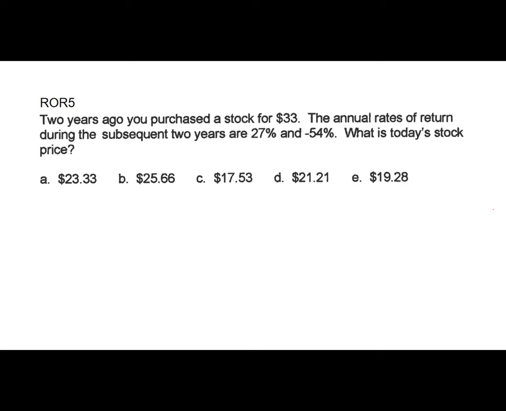Well, in this question, what you're basically trying to accomplish is I have a value from 2 years ago, and I want to show what the future value of that is today, given two rates of return, 27% and negative 54%. So we know that the future value of some cash flow is going to equal the present value of some cash flow times 1 plus the interest rate or the rate of return raised to the n. We saw that from our lump sum formula.